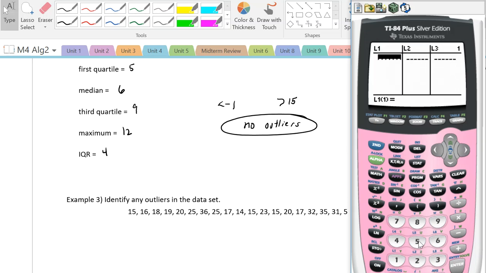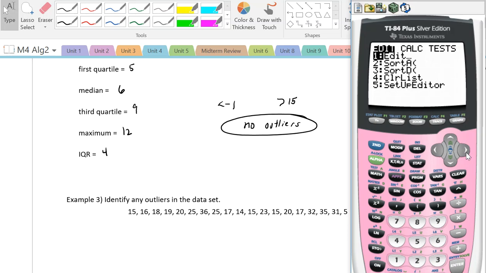All right, so I'm going to pause the video and type all of these into L1 for a moment, and I would like you to do the same. So hopefully you've got all of those typed in. It looks like that. I didn't put them in ascending order because I don't need to for what I'm going to do next. So I'm going to go over to stat.